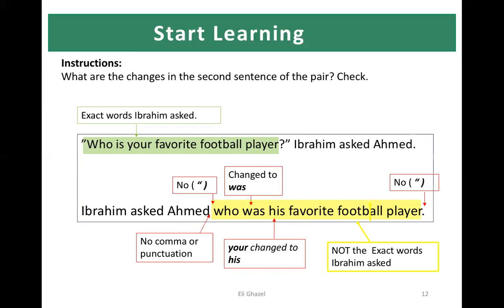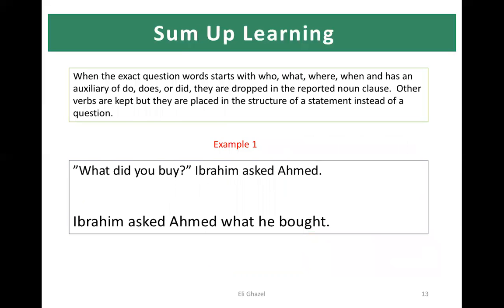Now, after we have given this feedback for the first task, what we should do is sum it up. So now we can give a verbal sum up to help the students connect and consolidate what they have just done. We are going to say, when the exact question words start with who, what, where, when, and why, etc., and have an auxiliary of do, does, or did, notice that they are dropped in the reported clause.